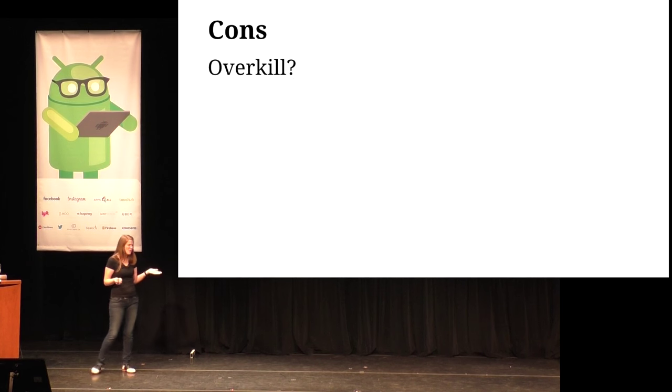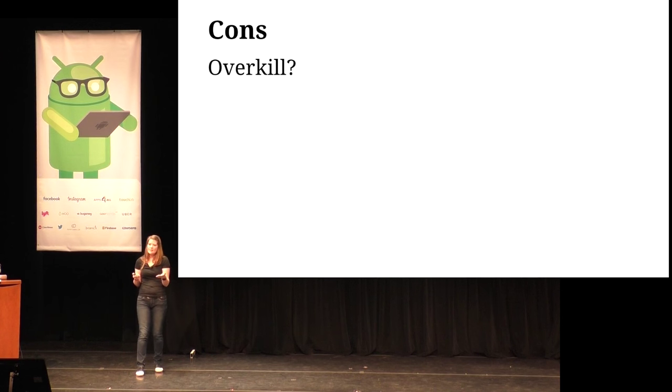Cons, maybe this is overkill. I mean, if you just have one library that you're managing, this might just be adding an unnecessary layer in between you and Git. For example, the Android source code that uses this, their manifest file is over 500 lines long. There's a ton of stuff that they have to manage, and if you're just doing one library, it might be a little silly.